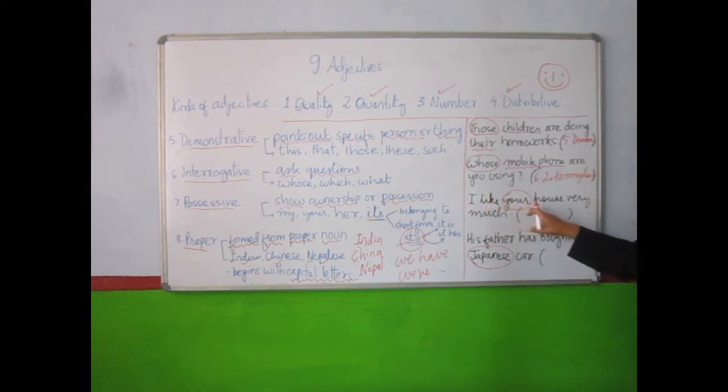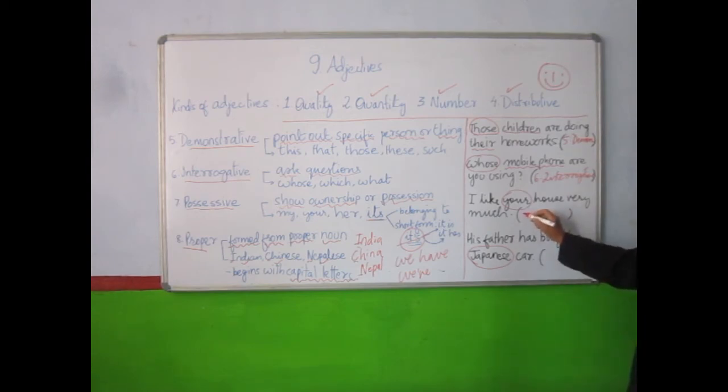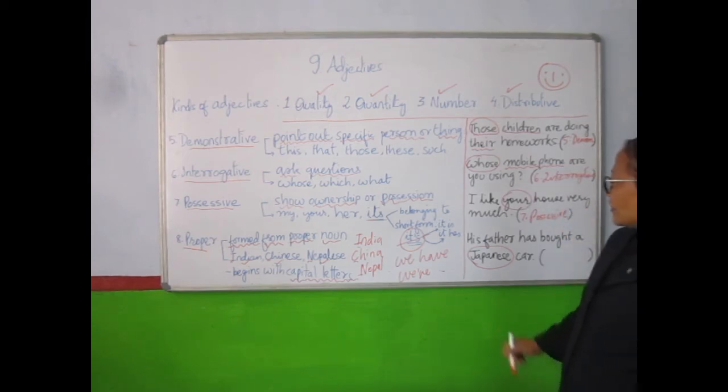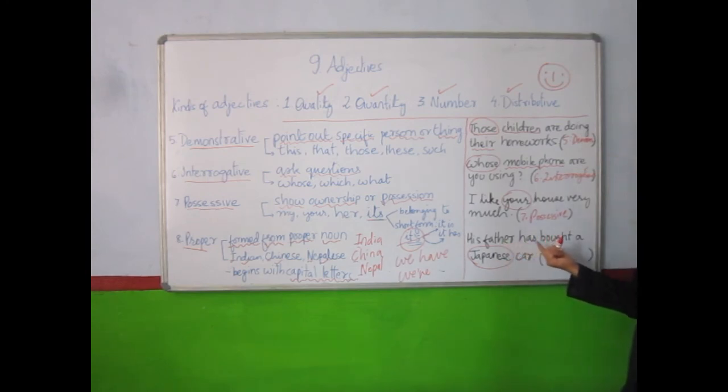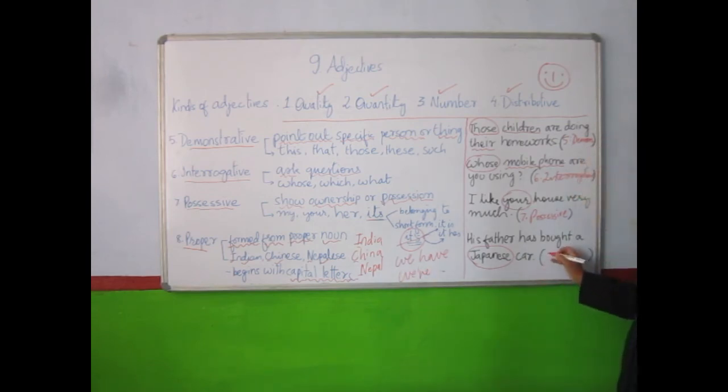Now, I like your house very much. Whose house? Your house. So that shows what? Yes, possession. So this is number 7, possessive. Okay, now only one remains. The last one: his father has bought a Japanese car. Of course you know it. Yes, it's a proper adjective. So this is number 8, proper.